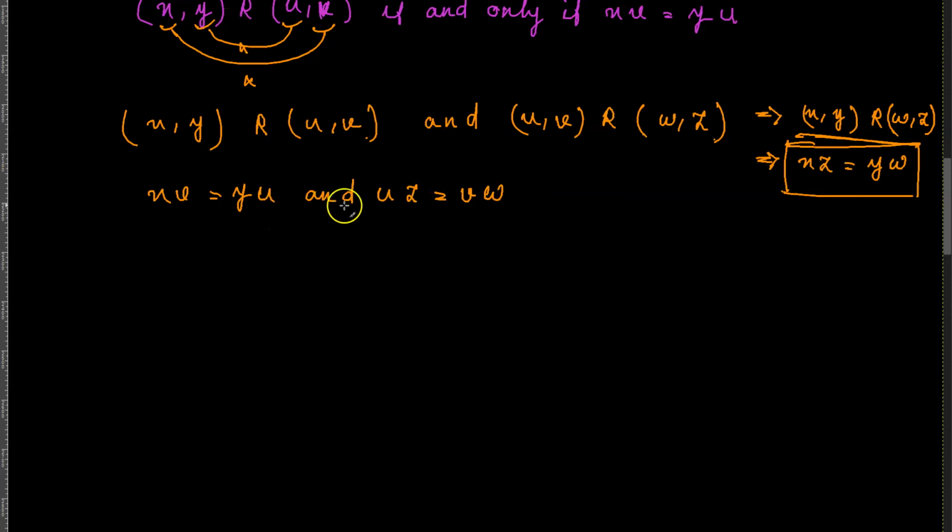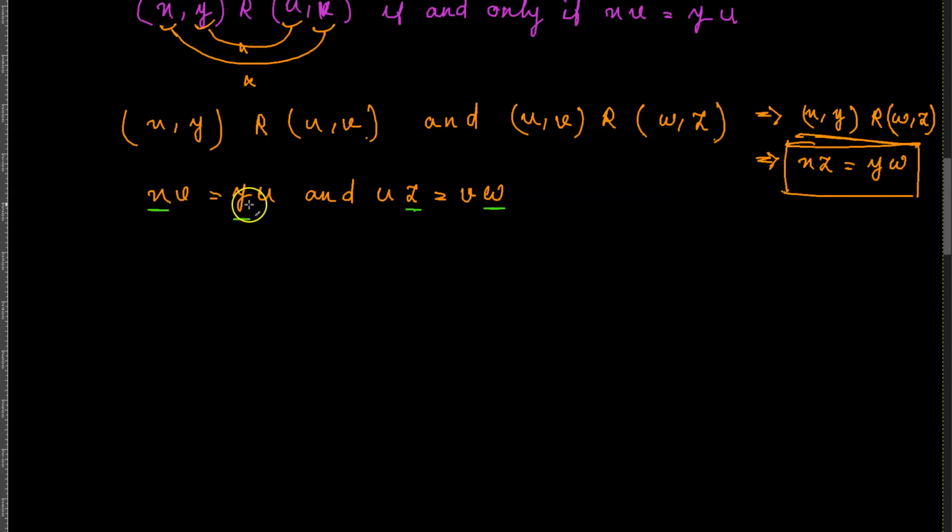So first of all, you can see that over here you have x and z. So you have x, you have z, you have y and w. But then u and v, you just don't have them, right? So you need to eliminate them from these two equations, and then based on that conclude this one.